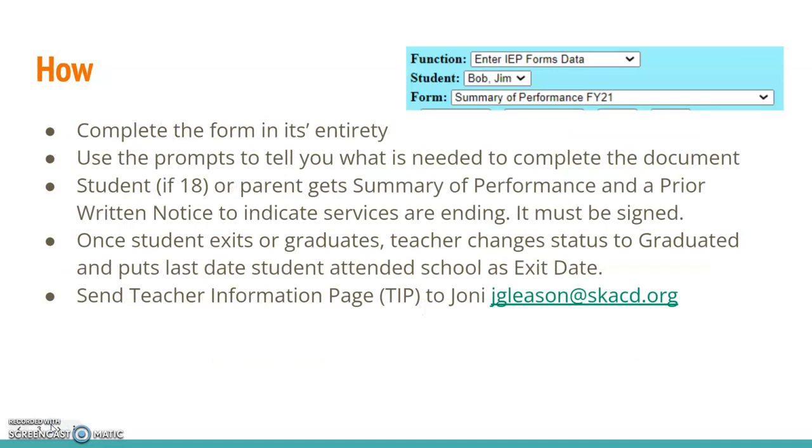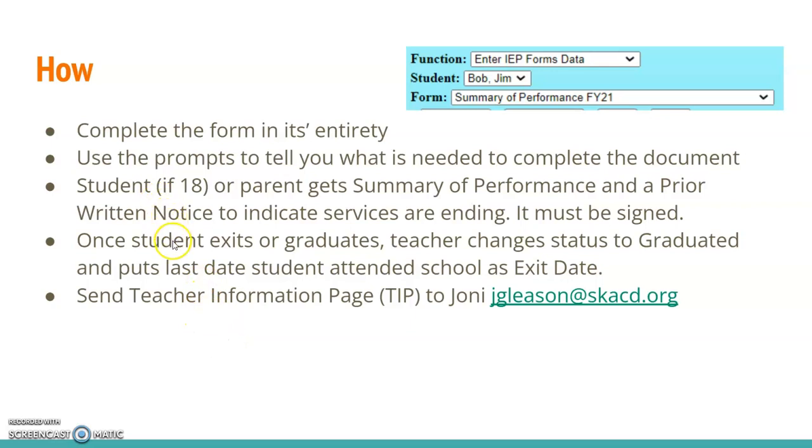So this page briefly summarizes what the entire process looks like. The first step is you'll complete the summary of performance form. You will utilize the prompts to tell you what information is needed. The student, if they're 18, will receive that. If they are not 18, it will be sent to their parents. And a prior written notice must be signed and returned, indicating that services are ending.